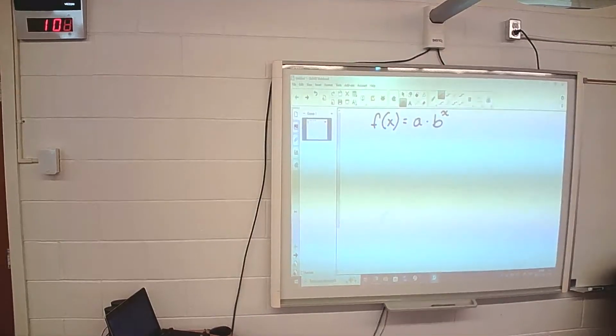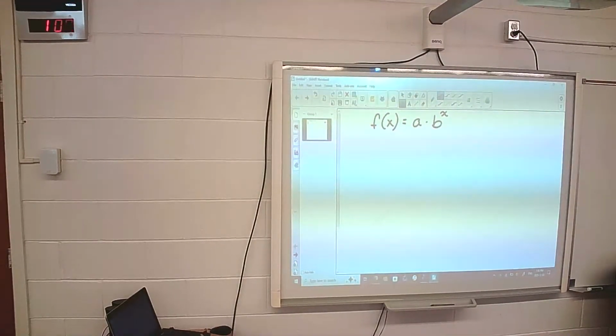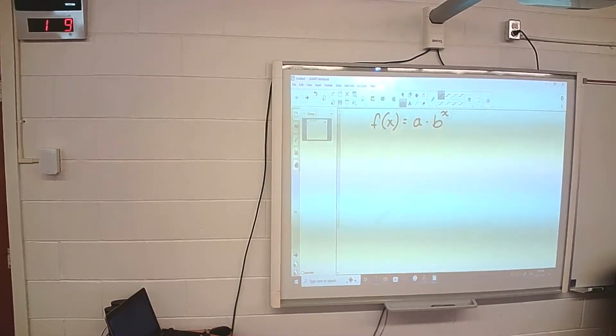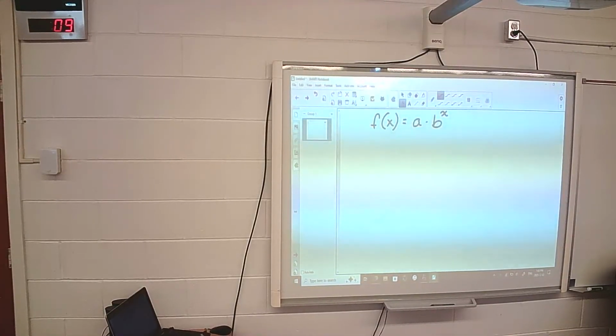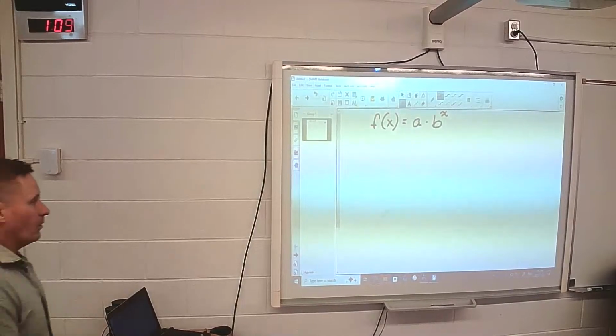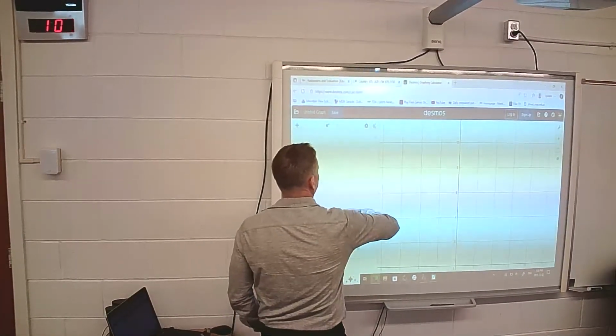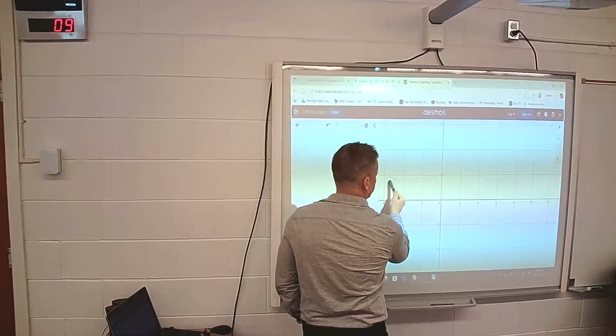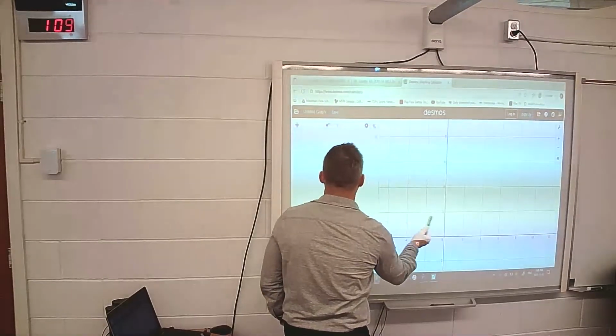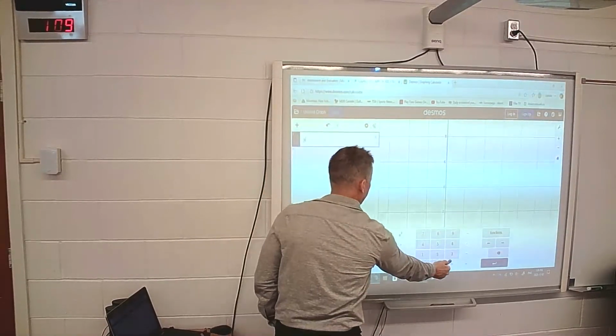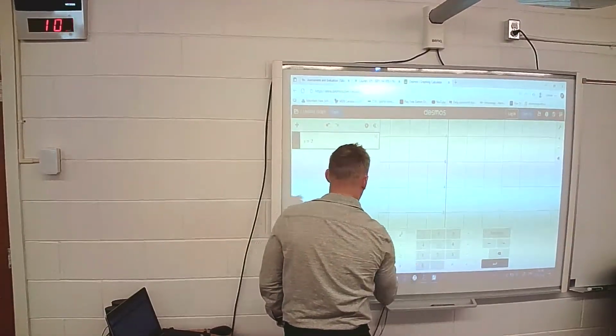If a was greater than 0, things open this way. If a was less than 0, things open the other way. It changes the end behavior. It changes the increasing, decreasing part of the function, and it just changes the shape of the graph. That's what a does. Okay, so when we're looking at a typical exponential graph, and actually I'll use this right here, y equals 2 to the power of x.